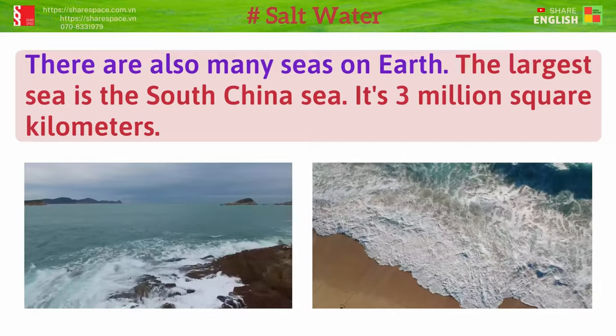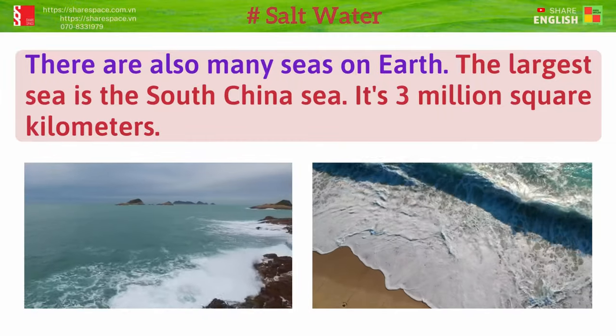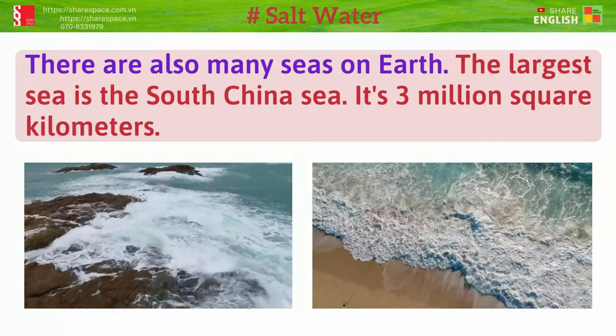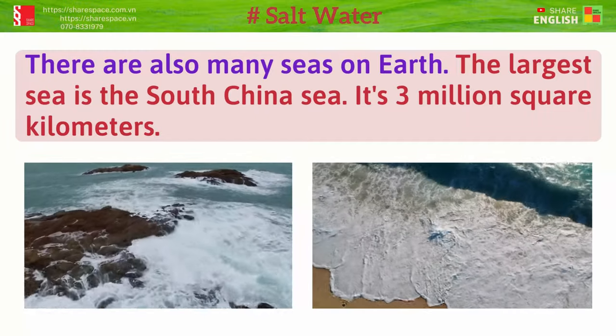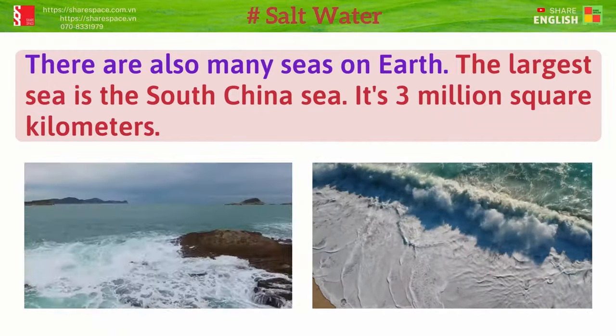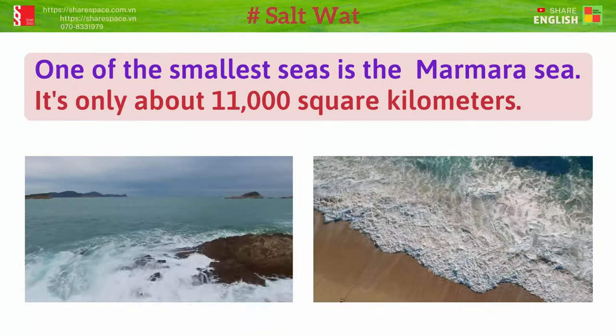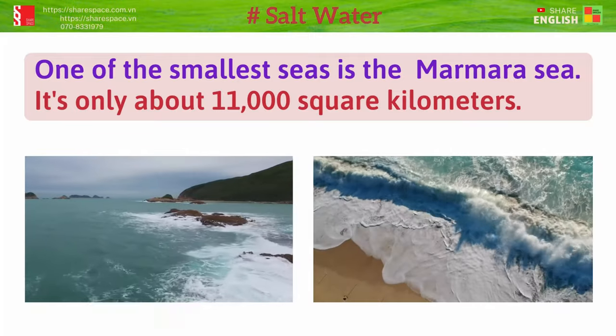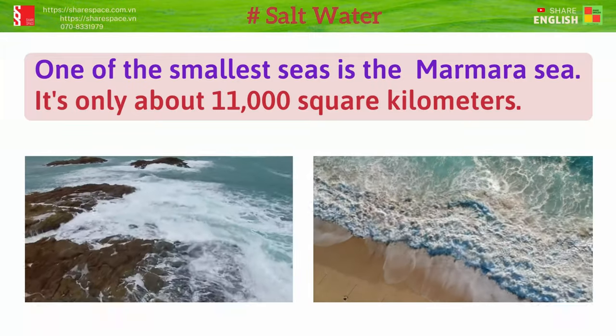There are also many seas on Earth. The largest sea is the South China Sea. It's 3 million square kilometers. One of the smallest seas is the Marmara Sea. It's only about 11,000 square kilometers.